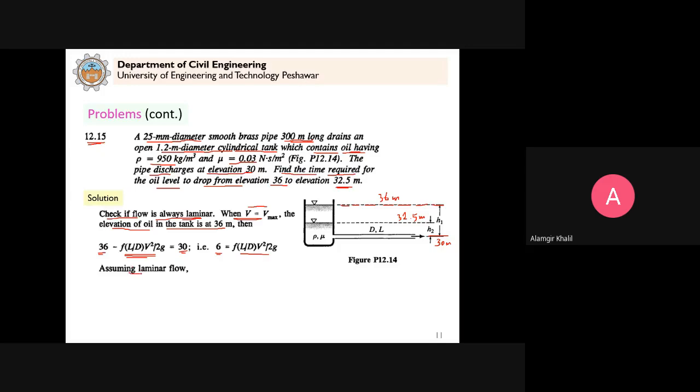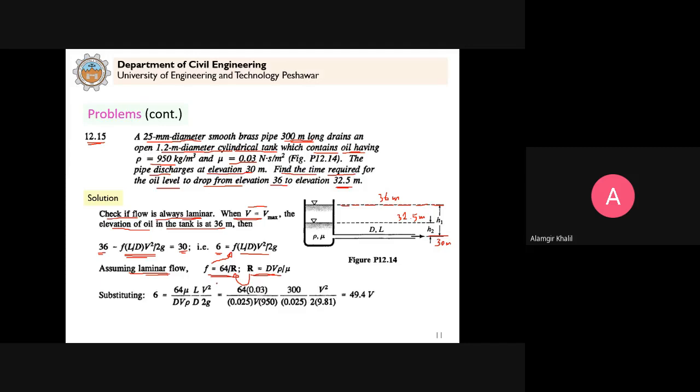Now assuming laminar flow, for that case we already know that f is equal to 64 by R. This is the friction factor for laminar flow, we already studied, and Reynolds number is equal to rho V d by mu. So if I put this R here, and then put this f here, what we get is that the expression is equal to 49.4 times V. So 6 is equal to 49.4 times V. You just plug in the values. Velocity we don't know. All other data is given.